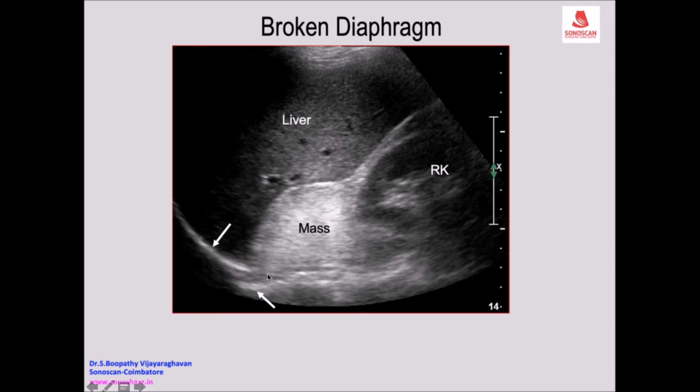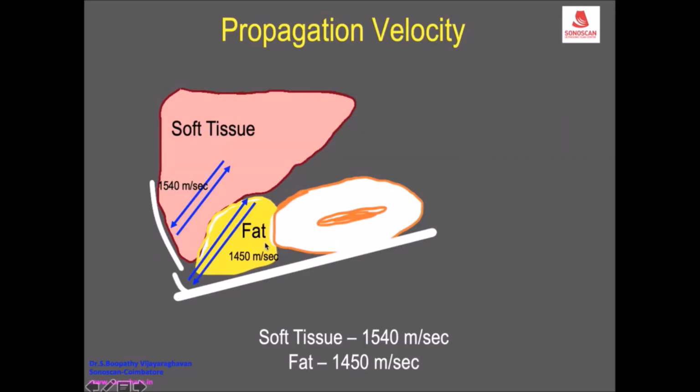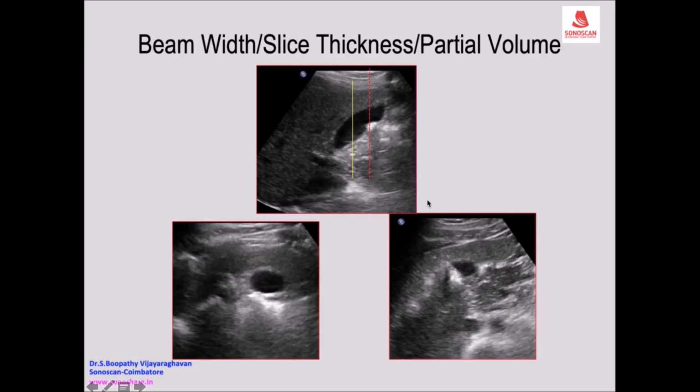So why does it produce this? The speed here is 1450 meters per second. So it is slower. Because of the slower speed, the beam will take more time, is it not, to reach the diaphragm. So this is put within the gallbladder. In sagittal, it looks as though there is a calculus. So this is an artifact because of the beam width.